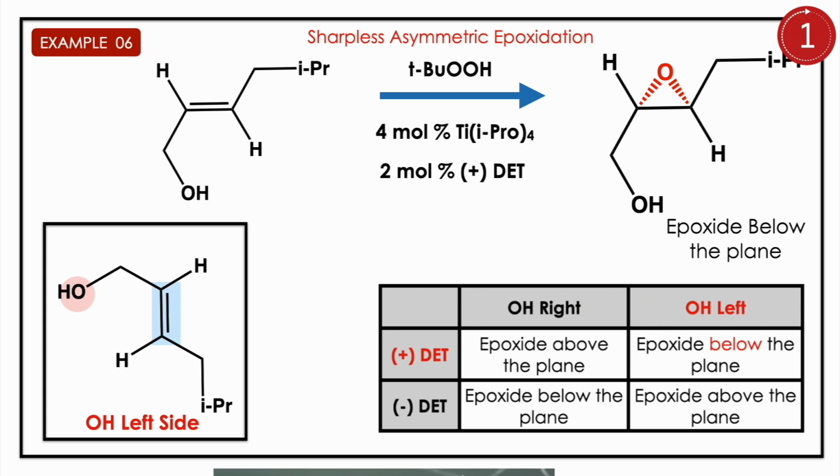So we will go step by step to identify the product. First we find the position of OH. To find the OH, bring the alkene vertical and rotate the OH to the top side. If you find it, OH is on the left side. You are using the plus DET. According to this table, the epoxide forms below the plane. So draw the oxygen below the plane. That is our final product. The concept you have to learn here is, however the structure can be twisted, you should redraw the alkene to find the position of OH.